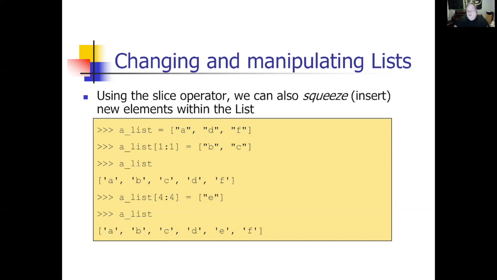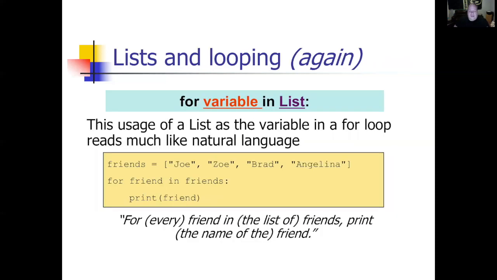We can also use it to squeeze in or insert new characters. So if I said my list is A, D, and F, from index 1 up to, but not including index 1, insert B and C. You get A, B, and C inserted in here at position 1, and the list stays. Then I'm going to insert E at index 4, 0, 1, 2, 3. There it is in index 4. So we can squeeze into or insert values into a list exactly where we want them with this technique.